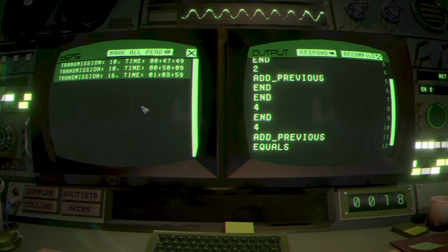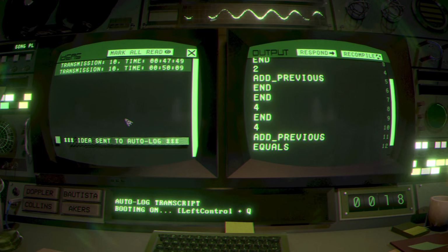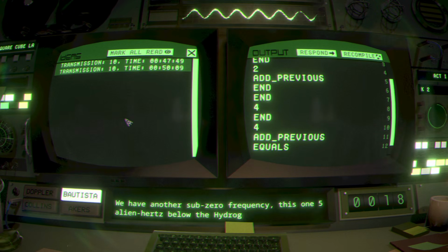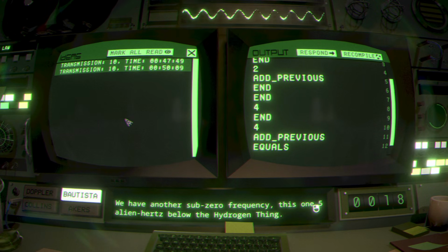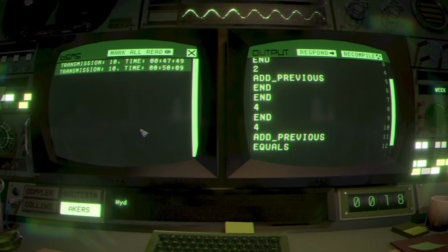Wait, this is on transmission 10. I don't need to read these. I need to read transmission 16. We're on 18 actually, I don't even need to read this either. We have another sub-zero frequency. This one's 5 alien hertz below the hydrogen thing. I guess I should read this one though.